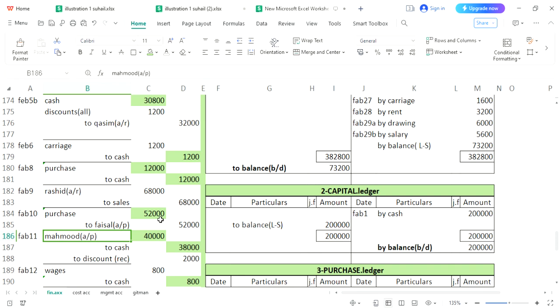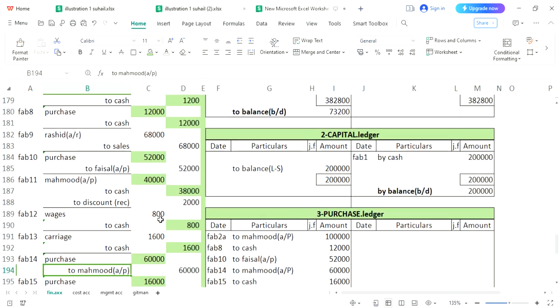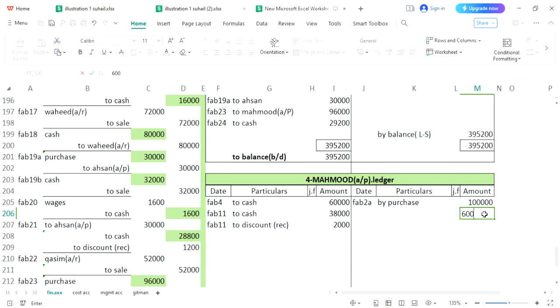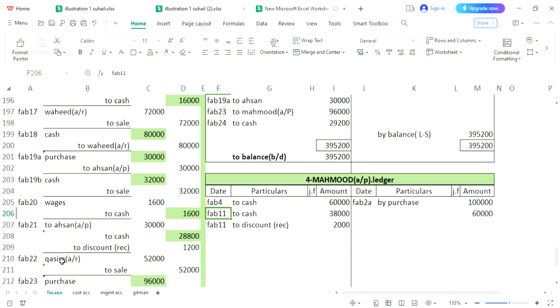We are making Mahmood's ledger. We will go and search Mahmood again. Here we have found out Mahmood is credited by 60,000. So here you will come to the credit side of Mahmood and write 60,000. See what was the reference for this 60,000. You can see Mahmood is credited 60,000. What is written on the opposite side? It is purchase. So purchase will be used as reference. Write down purchase over here.